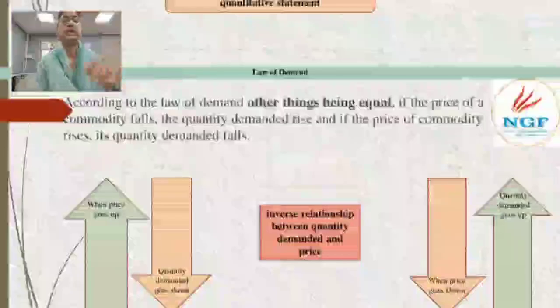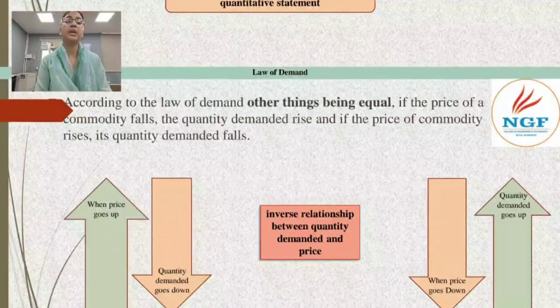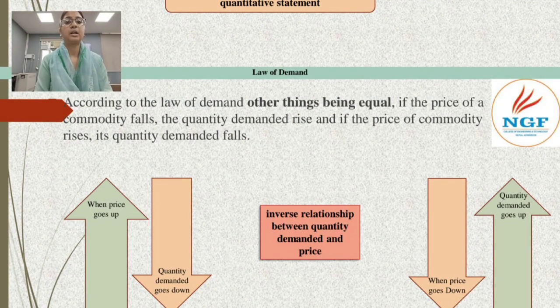Next, according to the law of demand, other things being equal, if the price of a commodity falls, the quantity demanded rises, and if the price of the commodity rises, its quantity demanded falls. Other things means income of the consumer, substitute products, prices, taste and preference, fashion. All of these external environmental factors will remain the same. Income of the consumer will remain the same. If today the consumer is earning rupees 100, then in future also the consumer will earn rupees 100 only.